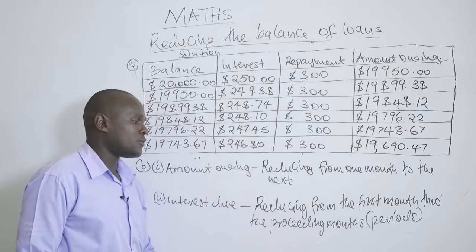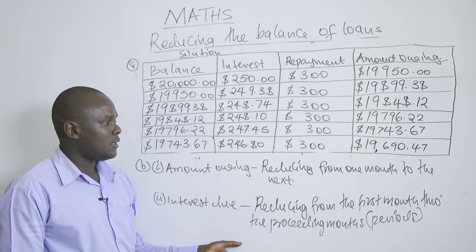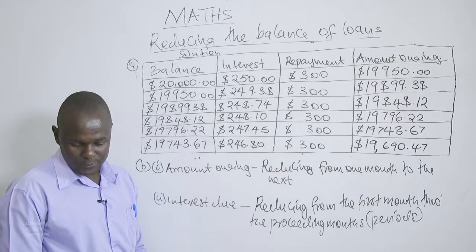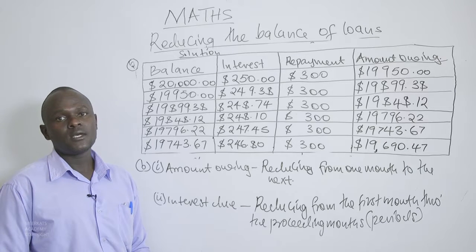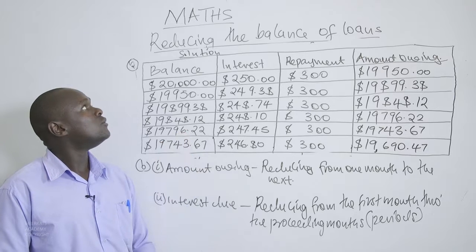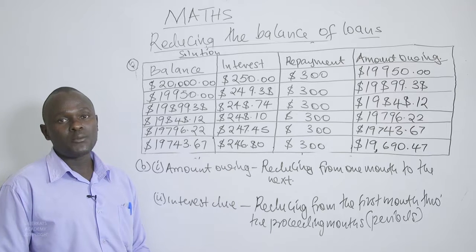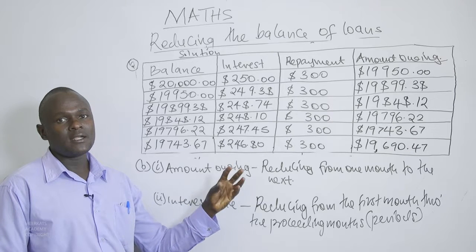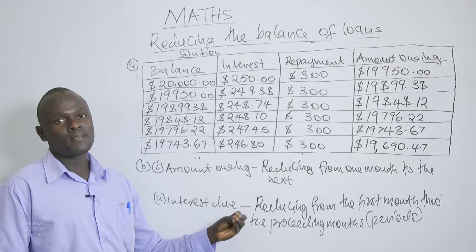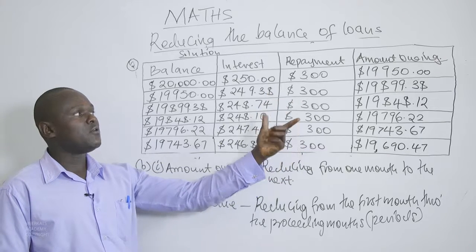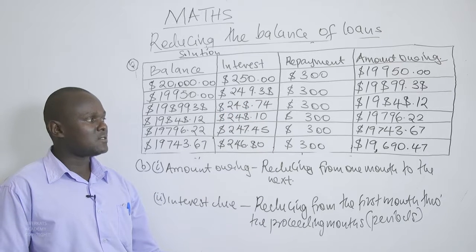So we can authoritatively say that the interest is also reducing from the first month through the preceding months, that is periods. So having looked at these two examples, I hope you have understood how the loan is repaid through the reducing balance, through the spreadsheet approach, so that we have a reduced balance, and as a result of that reduced balance, it attracts a reduced interest. And with a constant repayment, you discover that the amount owing also reduces through the months, from the first period to the last period.